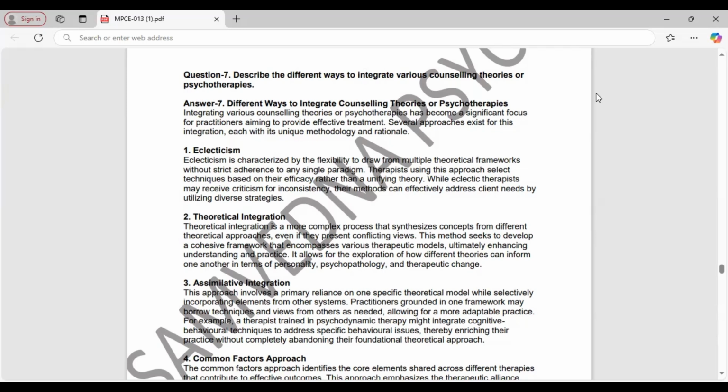Theoretical integration. This complex process synthesizes concepts from different theories, even those with conflicting views, to create a cohesive framework. It enhances understanding and practice by exploring how various theories inform each other regarding personality, psychopathology, and therapeutic change. Assimilative integration. Practitioners primarily grounded in one theoretical model may selectively incorporate elements from others, enriching their practice while maintaining a foundational approach. For example, a psychodynamic therapist might integrate cognitive behavioral techniques to address specific behavioral issues.